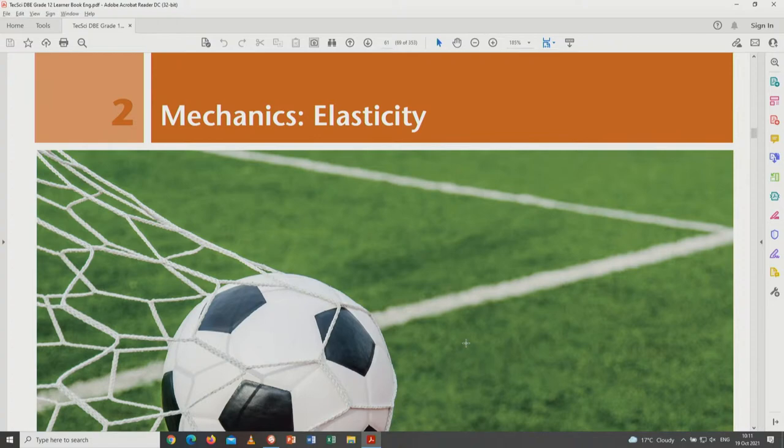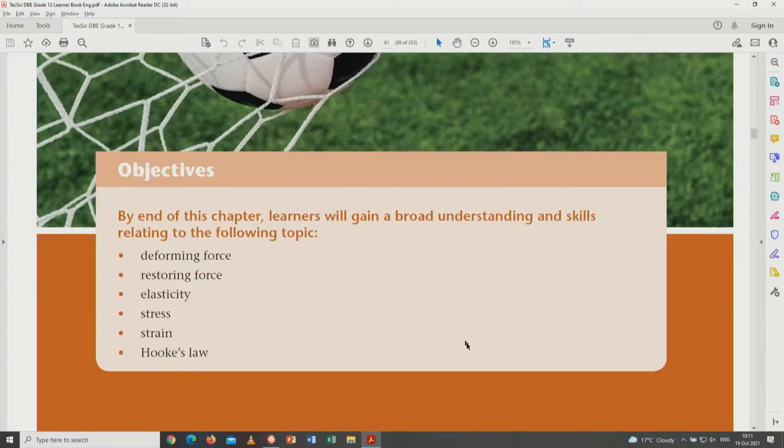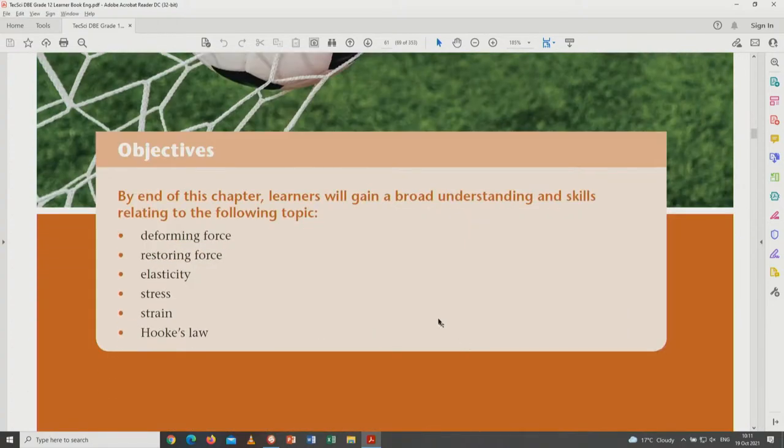So what we expect you to know from this topic or chapter in elasticity, we expect you to be able to get a broad understanding, knowledge relating to what a deforming force is.